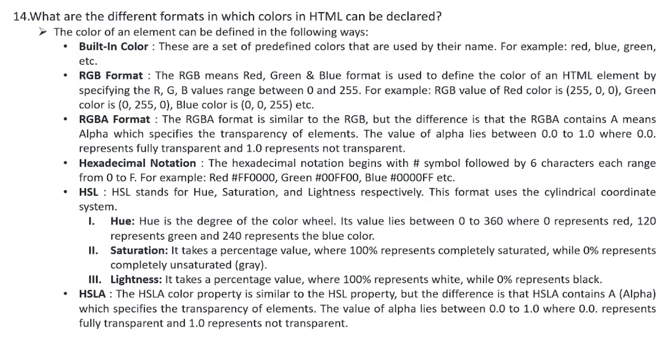HSL. HSL stands for hue, saturation, and lightness respectively. This format uses the cylindrical coordinate system. Hue is the degree of the color wheel. Its value lies between 0 to 360, where 0 represents red, 120 represents green and 240 represents the blue color.